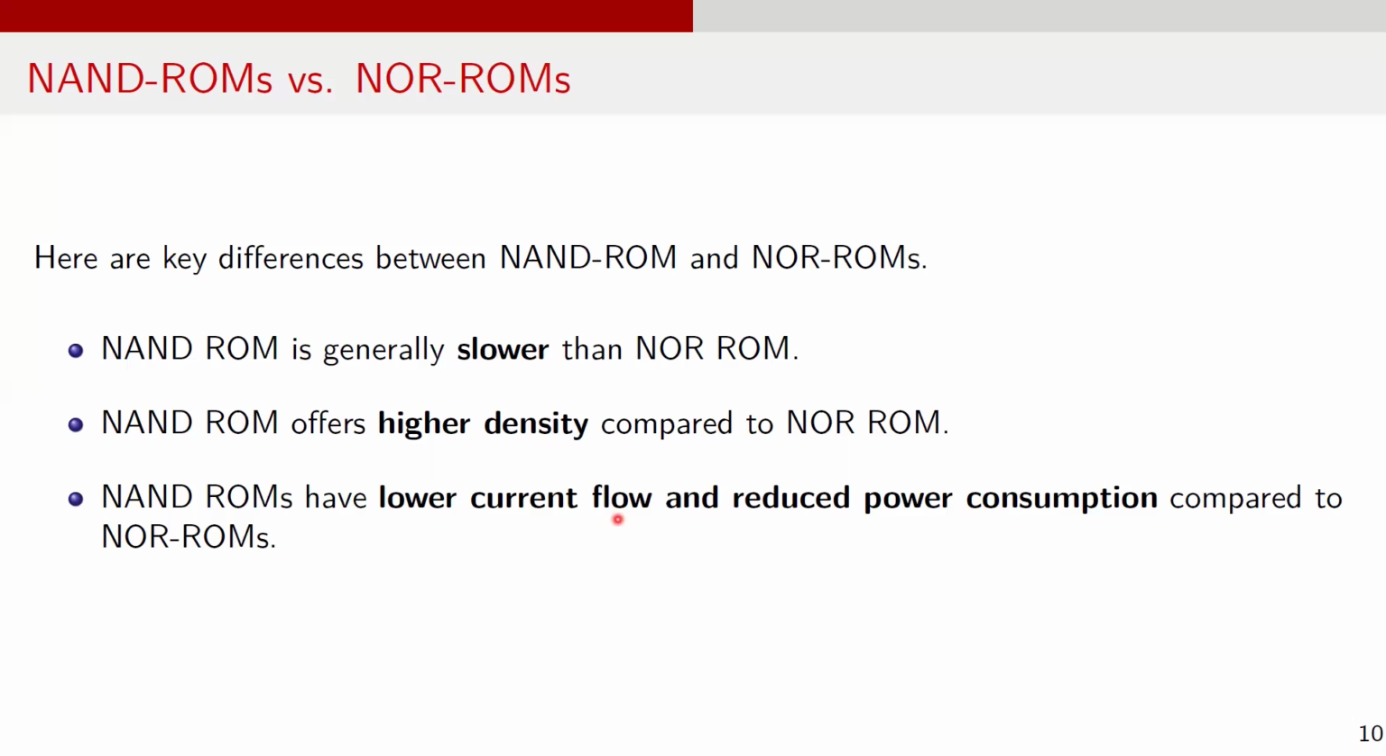In NOR ROM, during a read operation, multiple bit lines may be activated simultaneously and discharged to ground. This parallel discharge leads to higher current flow and increased power consumption. In contrast, in a NAND ROM, bit cells are connected in series along the bit line. This series connection reduces the number of active paths, resulting in lower current flow and reduced power consumption.